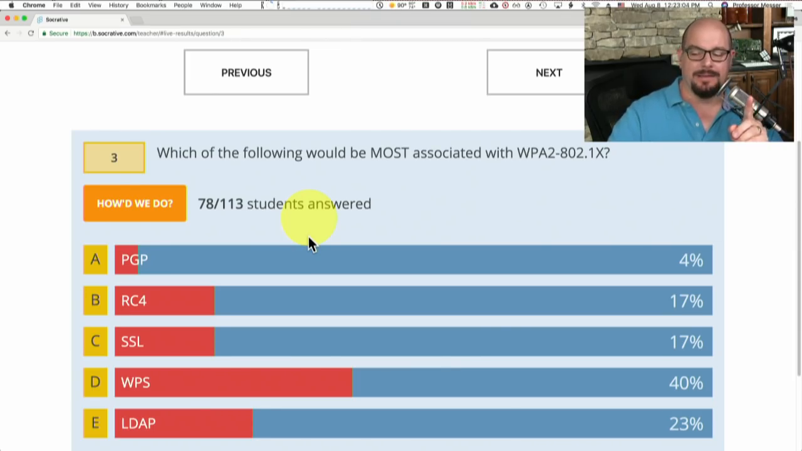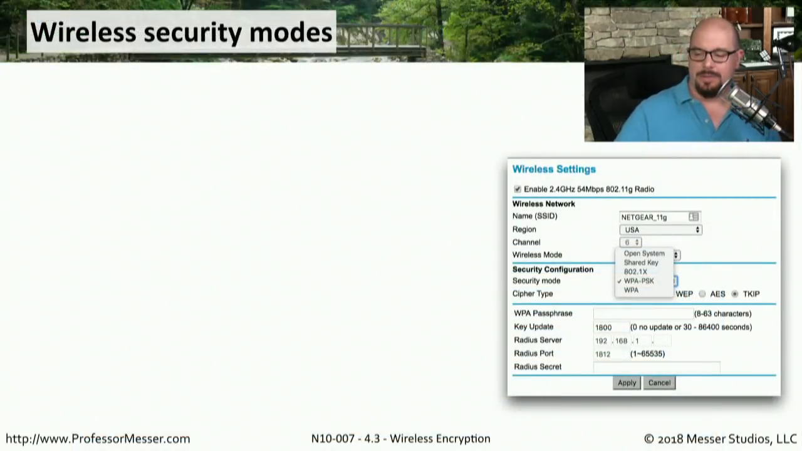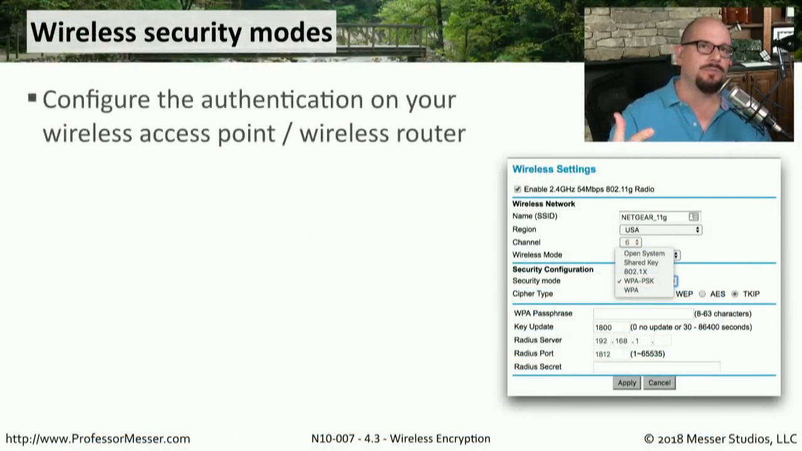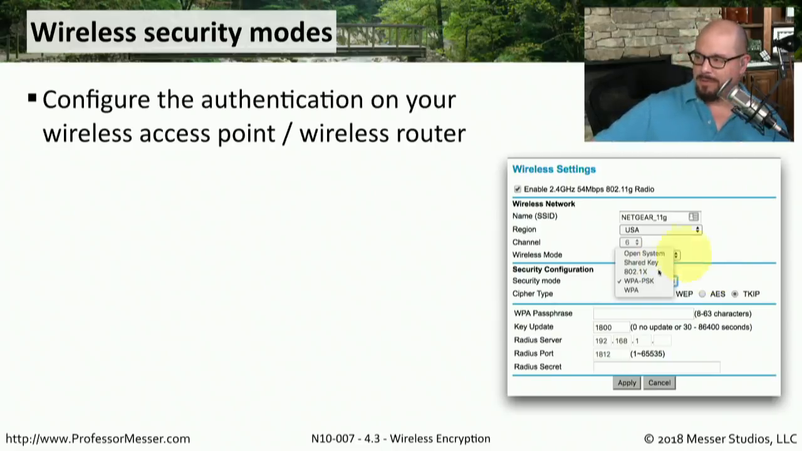Well, let's look at the different wireless security modes and what those might be related to. This is where you're configuring your wireless access point, and you have a number of different modes available that you could choose. You might have an open system where there's no password or passphrase associated with it.